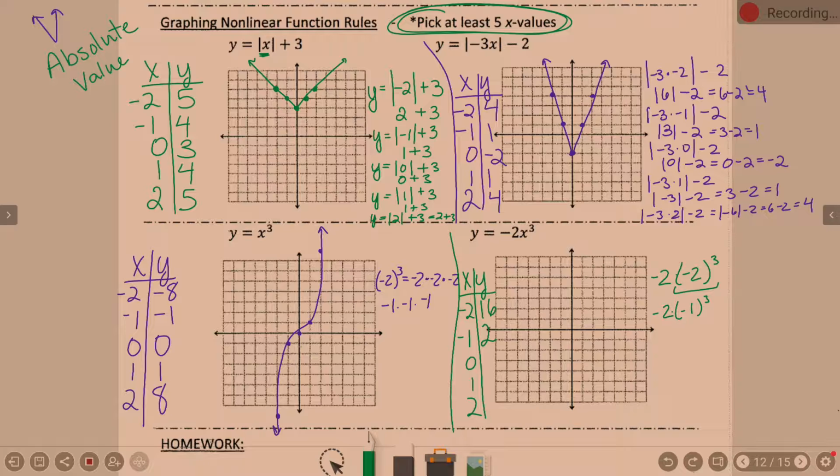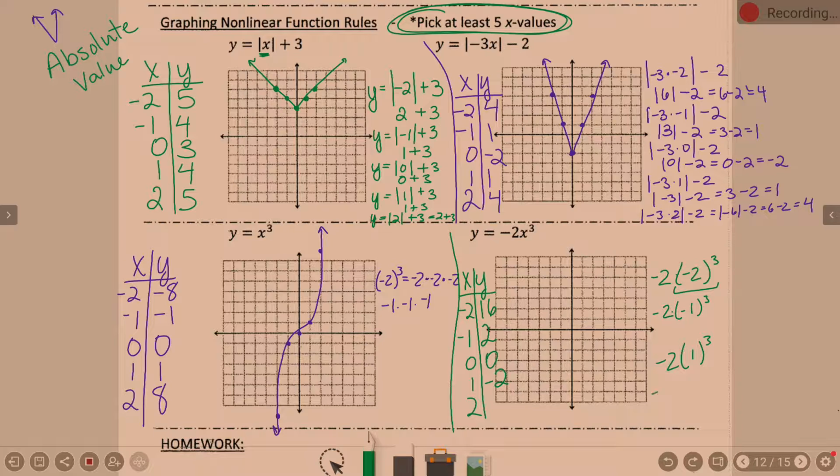Yeah. Okay, put in 0. 0 to the third is 0. 0 times negative 2 is still 0. Put in 1. Well, what's 1 to the third? 1 times 1 times 1 is 1. Times negative 2? Negative 2.